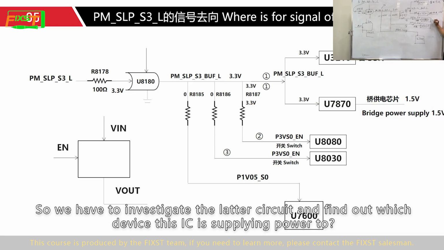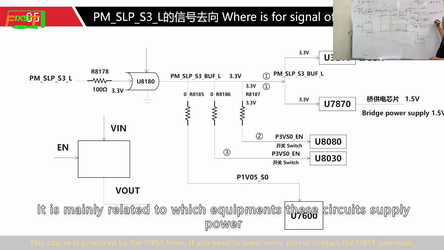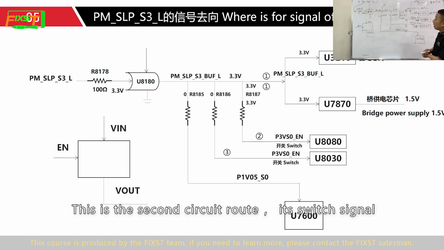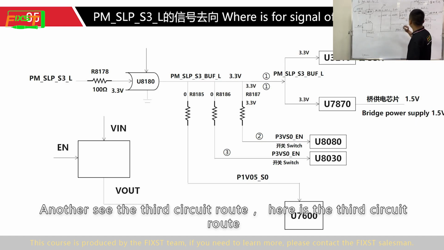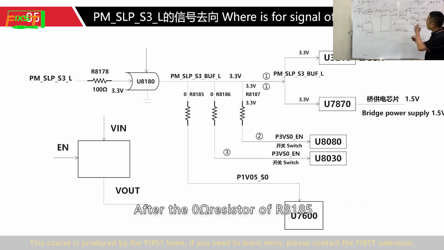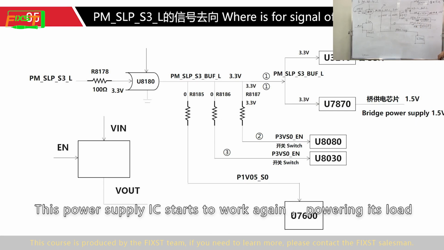So we have to investigate the later circuit and find out which device the IC supplies power to. The timing problem means that the order of its sequence must be clarified. This is not what we care about. It is mainly related to which equipment this circuit supplies power to. This is the second circuit road, which is a switch signal. This one is the resistor RA17A. Now look at the third circuit road. Here is the third circuit road. After the 0 ohm resistor RA185, it generates P3VSO-EN again and sends it to the UA030 power supply IC. This power supply IC starts to work again, powering its load.